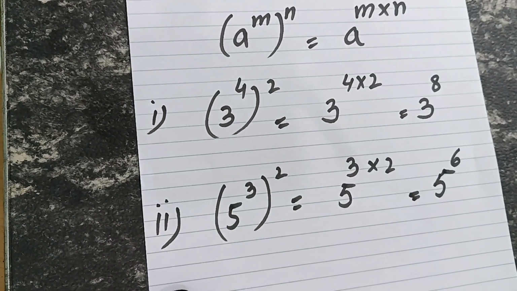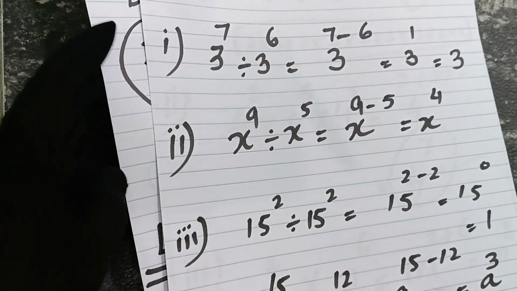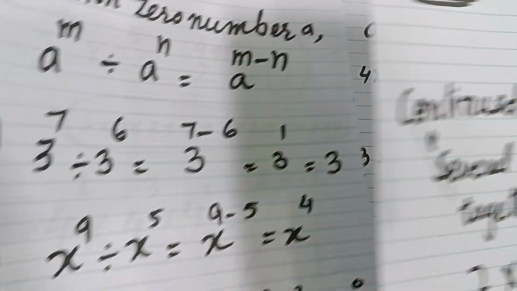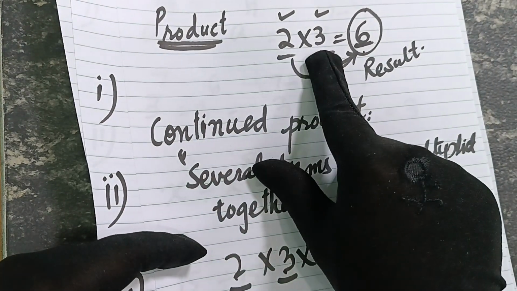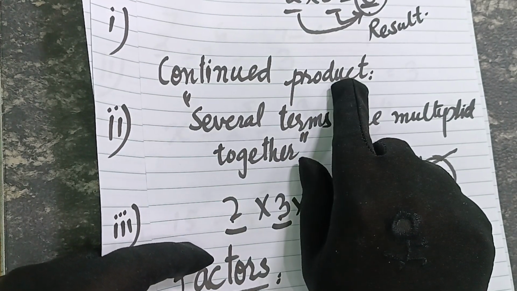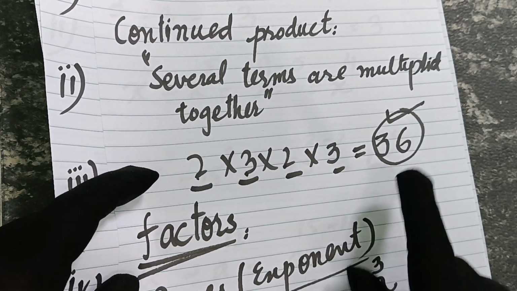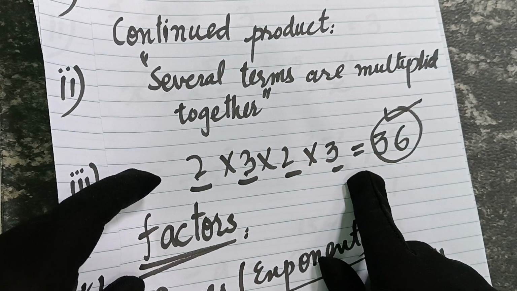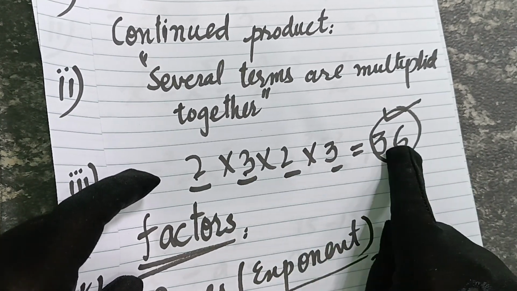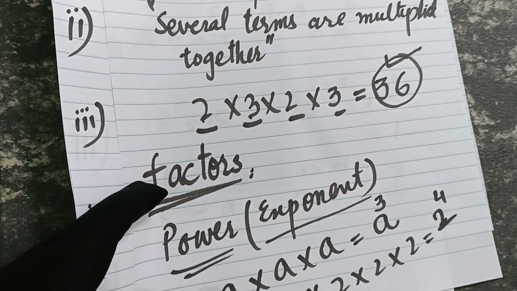Okay, let me revise this lesson now, what I have explained from the start till now. First I explained about the product. If two numbers are multiplying, it's called a product. Continued product: if more than two numbers are multiplying, the result we obtain is called the continued product. Factors: when numbers are multiplying to give a number, all these numbers are called the factors of that number, and this number can be divided by each of these factors.